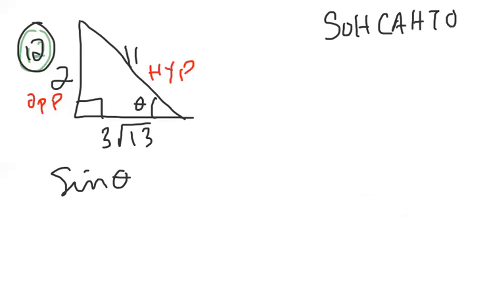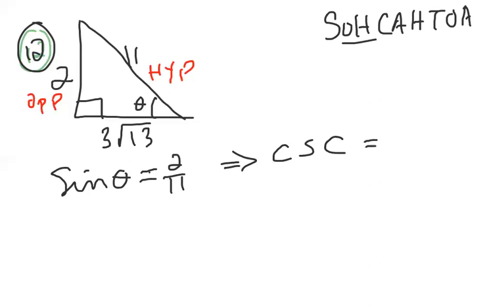SOHCAHTOA. All right, there we go, guys. SOHCAHTOA. Yes, use it. Okay, so sine of theta is the opposite over hypotenuse. The opposite of theta is 2. The hypotenuse is 11. Now, I am going to go straight into the cosecant. Cosecant is the inverse of sine. So it's going to be 11 over 2.